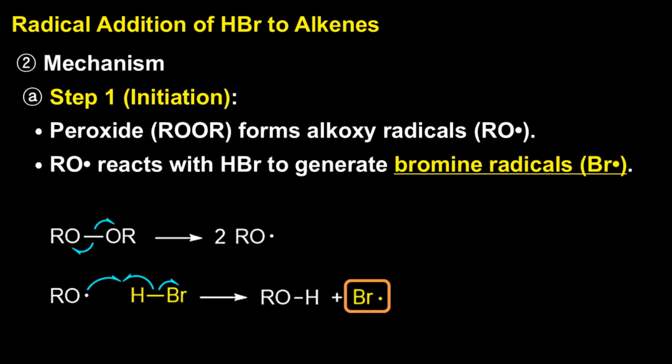Let's walk through the mechanism. Starting with step 1, initiation. We start with the peroxide, written as ROOR. When you apply heat or light, that central bond breaks and you get two alkoxy radicals. These radicals are highly reactive. They quickly attack HBr, pulling off a hydrogen atom to form ROH. And in the process, they generate a bromine radical. And that bromine radical is what gets the radical chain reaction started. So initiation is all about creating bromine radical, which sets everything else in motion.